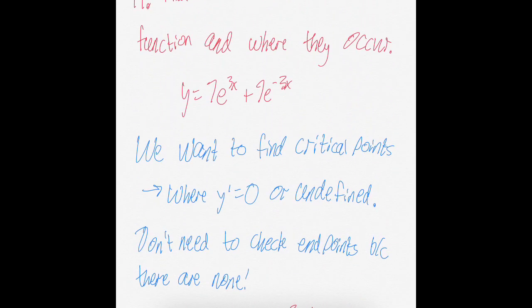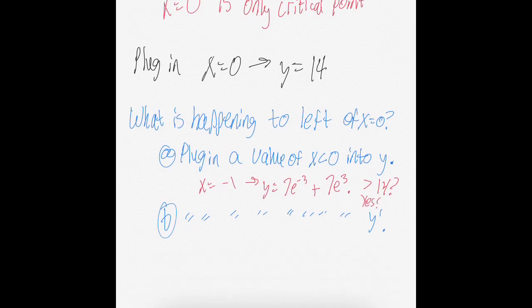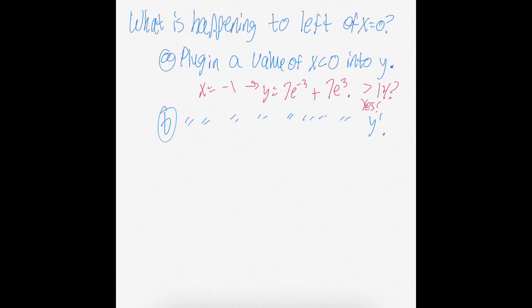If I plug a value of x less than 0 into y, let's see, if I plug in x equals -1, then I get y equals 7e to the -3, and then plus 7e to the 3. And then I want to ask myself, is this greater than, in this case, 14? And man, I don't know off the top of my head. Actually, yes, it is, because e is like 2 point something. And so, yeah, this is certainly true. So, yes.